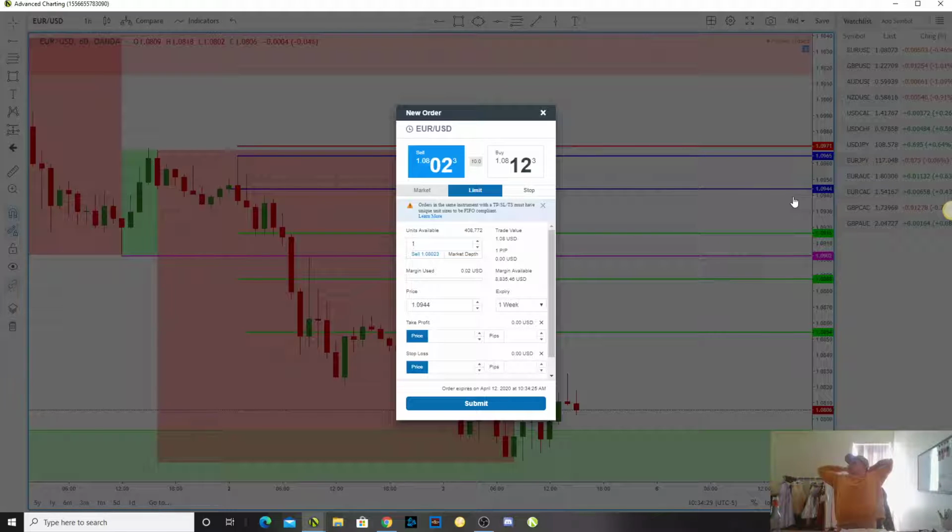So what the plan is going to be is once it hits the 1 to 1, I move the 2 to 1 stop. Once it hits 2 to 1, then I move the 3 to 1 stop, because that should be the best way to do it.